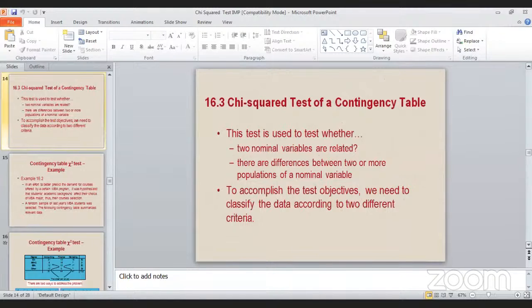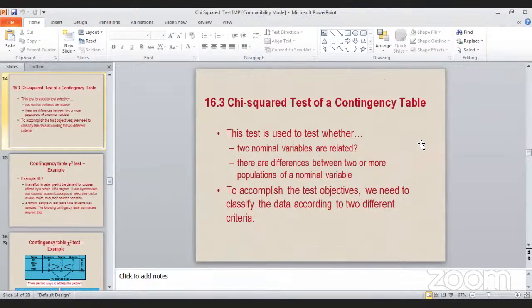And as I have just told you, this contingency test, the test of independence or test of association, is used to test whether two nominal variables are related or not, or whether there are differences between two or more populations of nominal variables or not. Both for association and also for differences, we can make use of the chi-square test based on contingency tables.